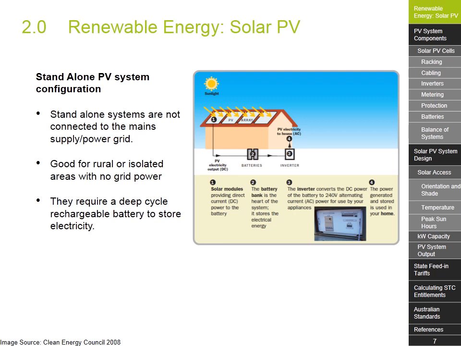Standalone PV systems are not connected to the main supply or power grid. They are good for rural or isolated areas with no grid power, but they require a deep cycle rechargeable battery to store electricity. And if the battery bank has a nominal voltage of 120 volts DC or above, maintenance can only be undertaken by a suitably licensed electrical worker or contractor.